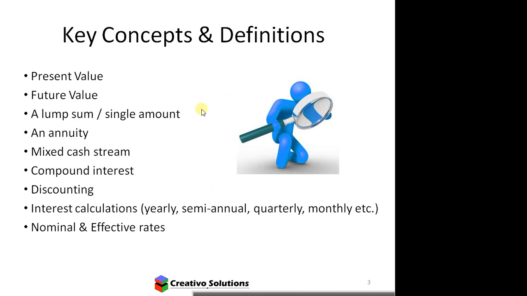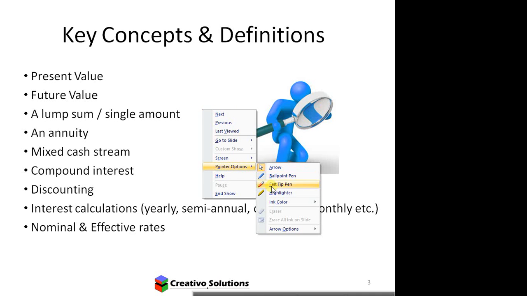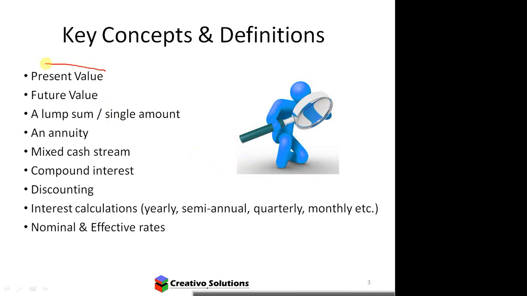Definitions. If I look at key concepts and definitions, present value. Present means now, so this would be at time 0. Present value is always at the current point in time, not in the future, but today. What is the actual value in today's terms? Today meaning now.